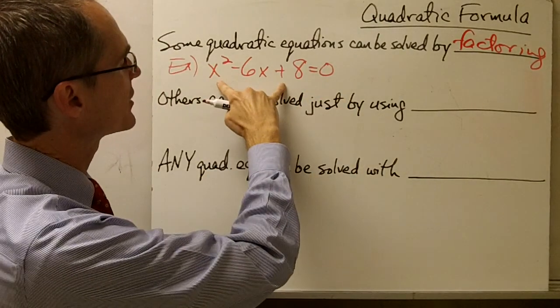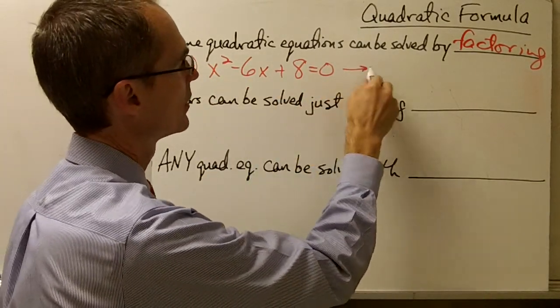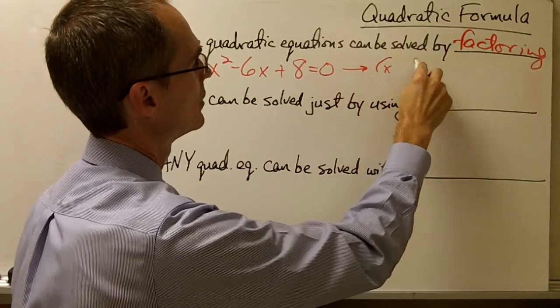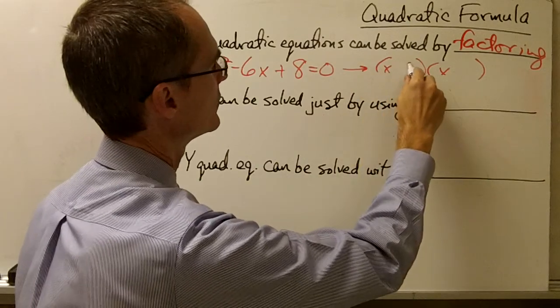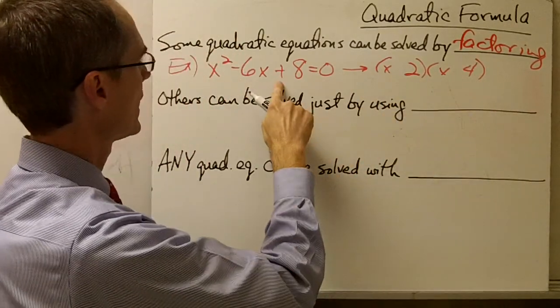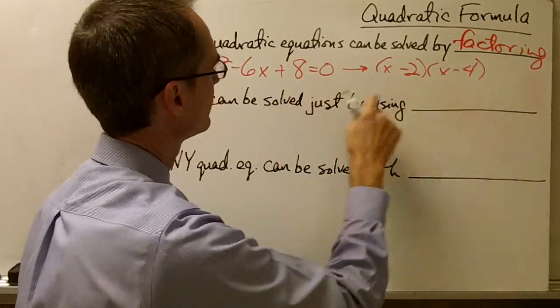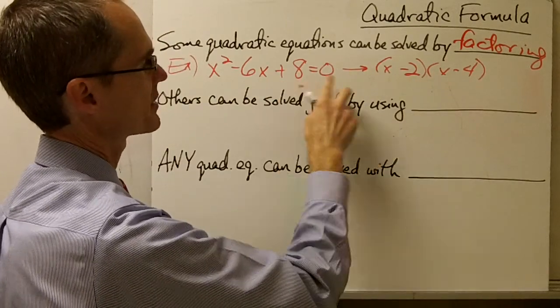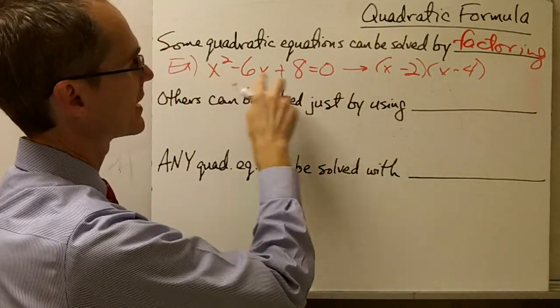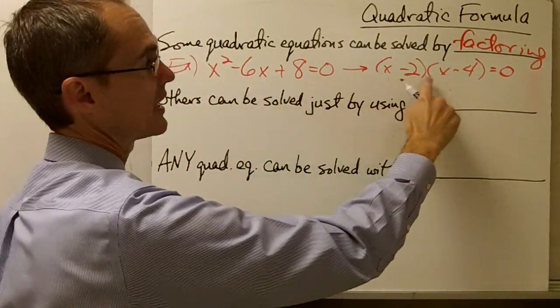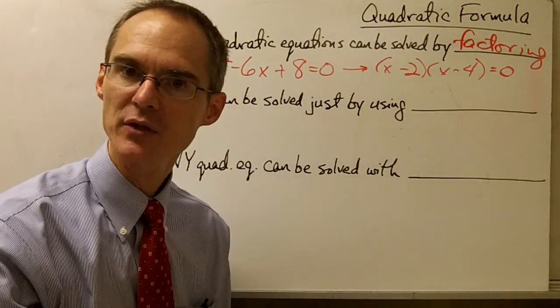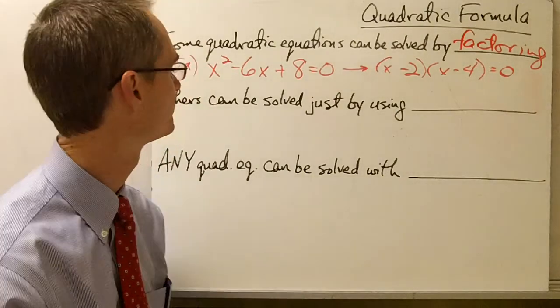Well, this is a quadratic expression that we could factor. I'd factor it into, let's see, looks like 2 and 4 and negative 2 and negative 4. So negative 2 times negative 4 gives me positive 8, and I add them together to get negative 6. So I would factor this quadratic expression into these two factors. I would set each factor equal to 0, and I could solve for x.